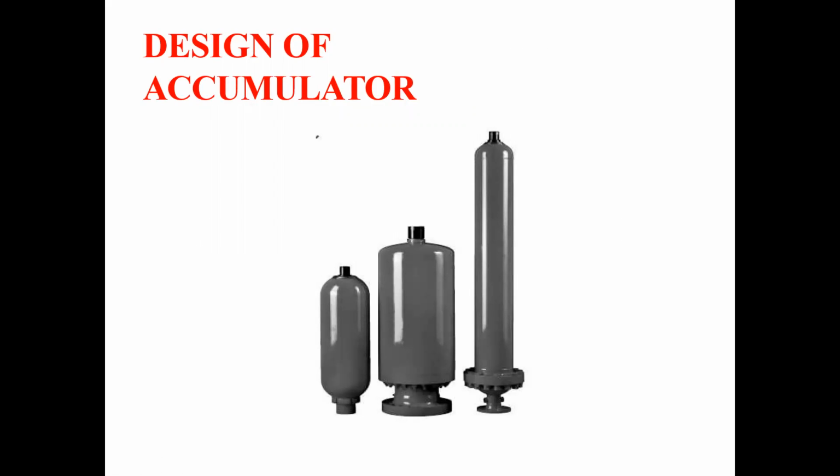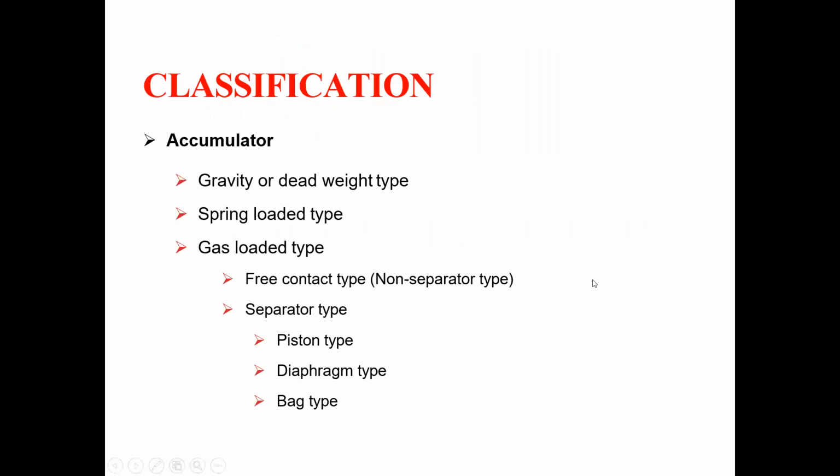So in this slide we are talking about the design of the accumulator. You can see this is the design for the accumulator. Then we are here to see the classification. This accumulator can be classified according to gravity or according to the components it uses. So the first type is gravity or dead weight type.